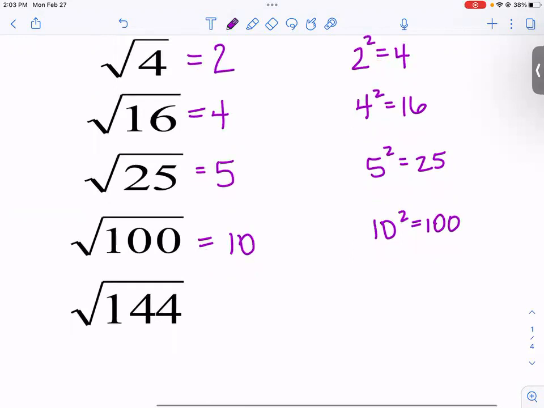Square root of 144. Because 12 squared is 144. Okay. Now, you can do that all day. 169 is 13 squared. 196 is 14 squared.